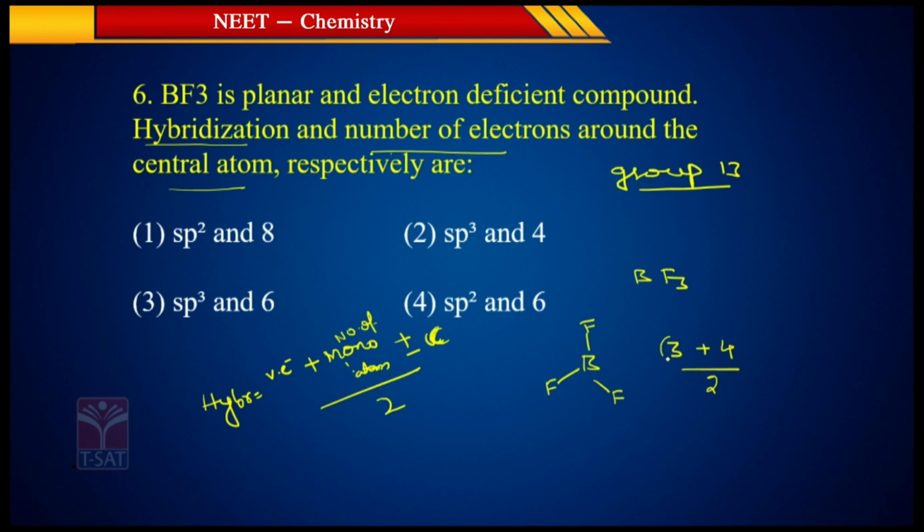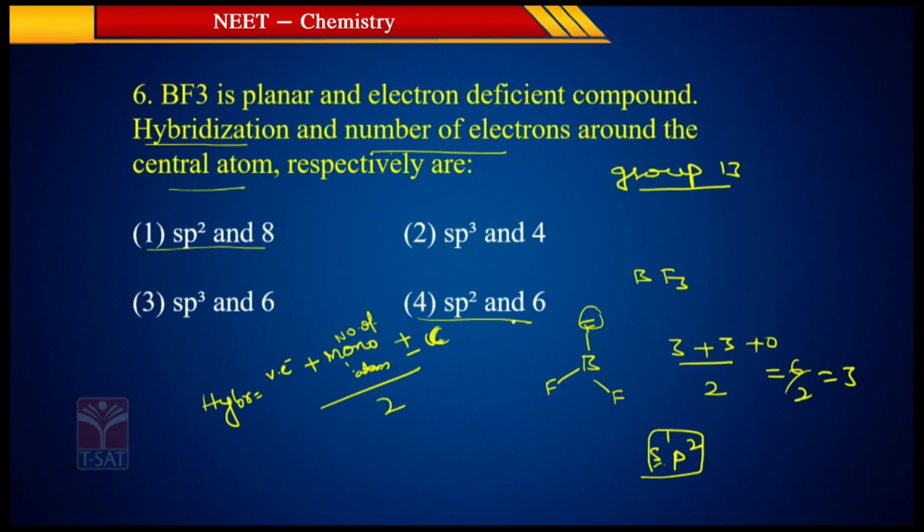Valence electrons for boron is 3, and one second, there is a small mistake. Valence electrons for boron is how many? 3. Valence electrons for boron is 3 plus monovalent atoms like fluorine. How many are there? 3. Charge is not there, that is why charge 0, divided by 2. So, 6 by 2 is 3. If you are getting 3, you will have s1 p2, 2 plus 1 is 3, sp2 hybridization. What hybridization? sp2.